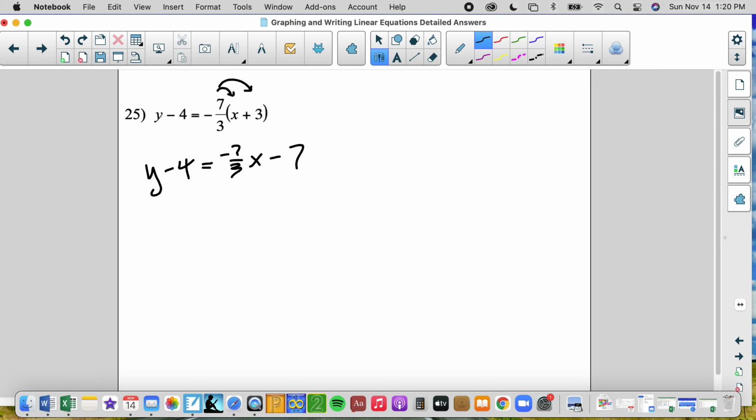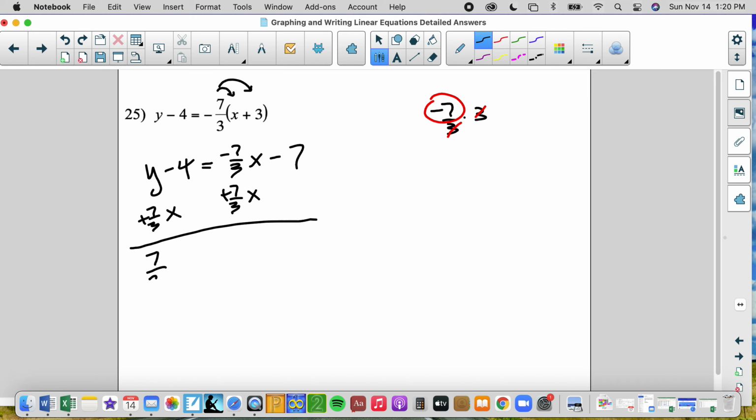And I can do that. Negative 7/3 times 3. Numerator, denominator are going to cancel, hence why I'm left with just negative 7. And now I'm going to move things around. So I got to get my x on the left side. So I'm going to add 7/3 x.